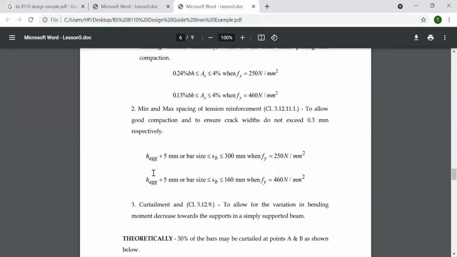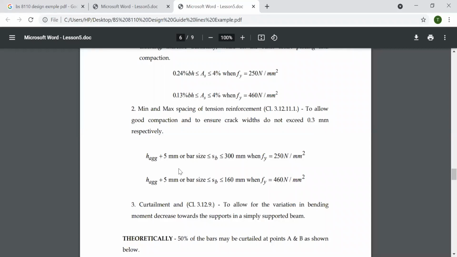So the spacing in between the bars is the aggregate size plus 5 millimeters, or else the bar size in each and every case. So the SP is the maximum width, so it's 300 millimeters and 160 millimeters. All these things also need to be considered for the minimum spacing of the reinforcement bars.